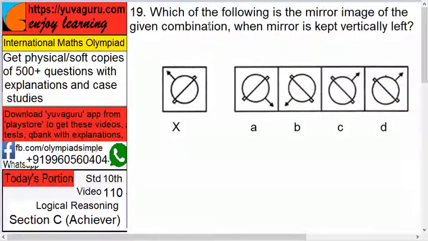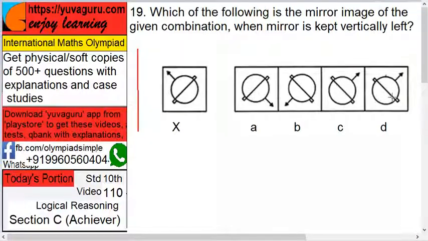Next, which of the following is the mirror image of the given combination? When the mirror is kept vertically on the left, see, the mirror is over here, on this side, okay? So, see this is a mirror. So, how will the figure look? This arrow is pointing over here on this side, so it will be pointing on the opposite side, right?